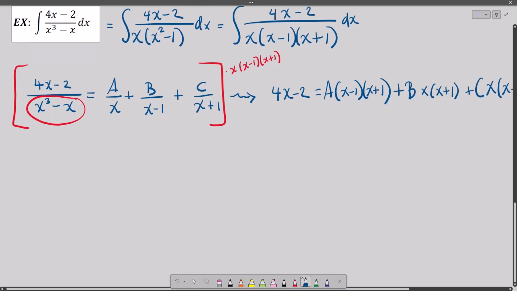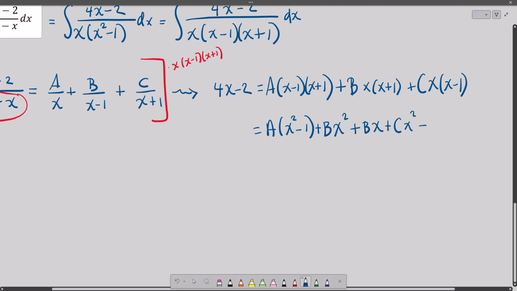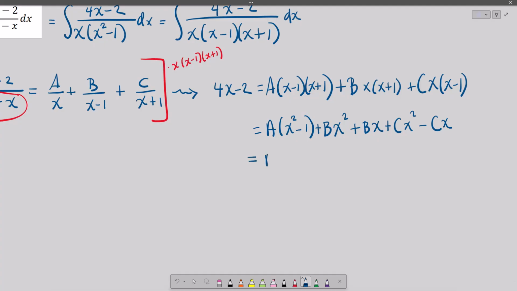So on the right side, we have to expand all this. So this is going to be a times x squared minus 1 plus bx squared plus bx plus cx squared minus cx. And this first term will be ax squared minus a. And we add all this stuff to it.